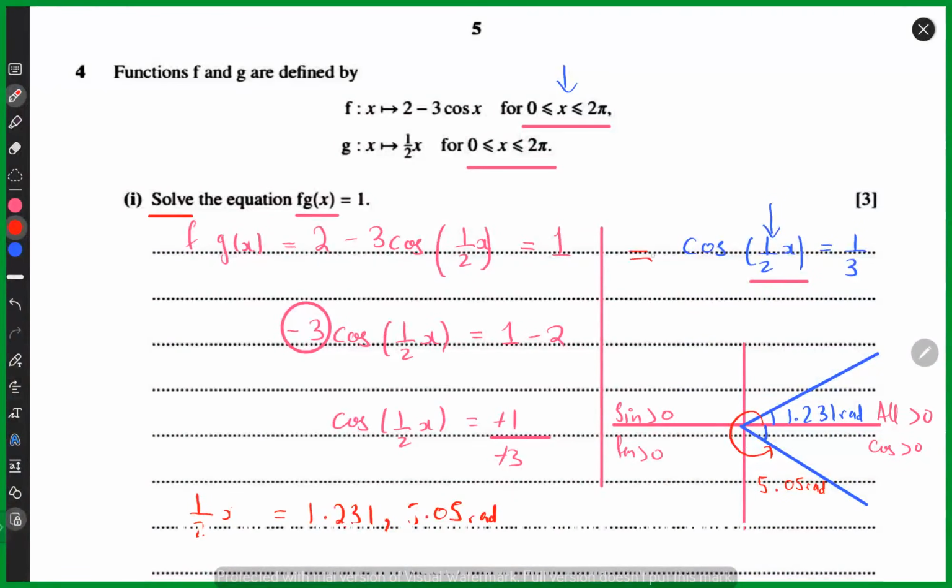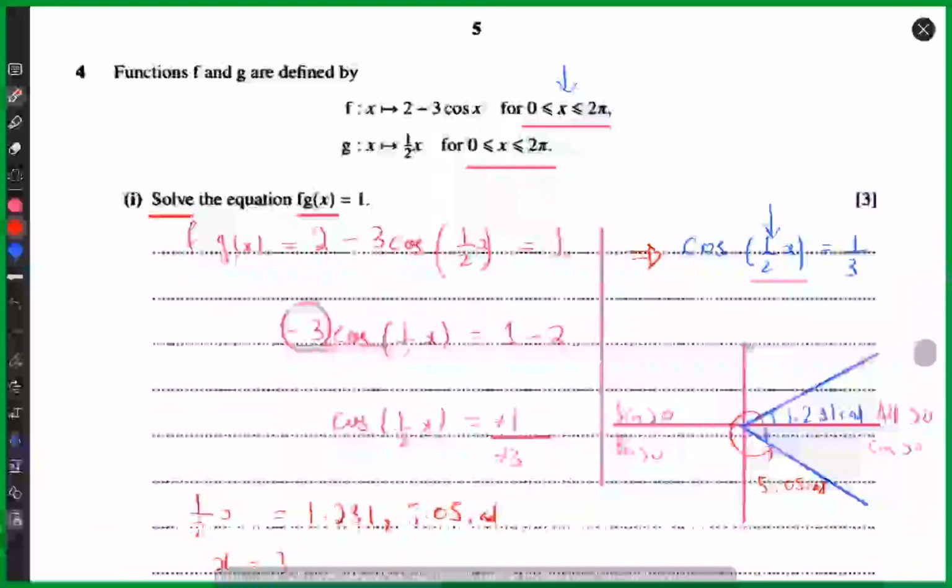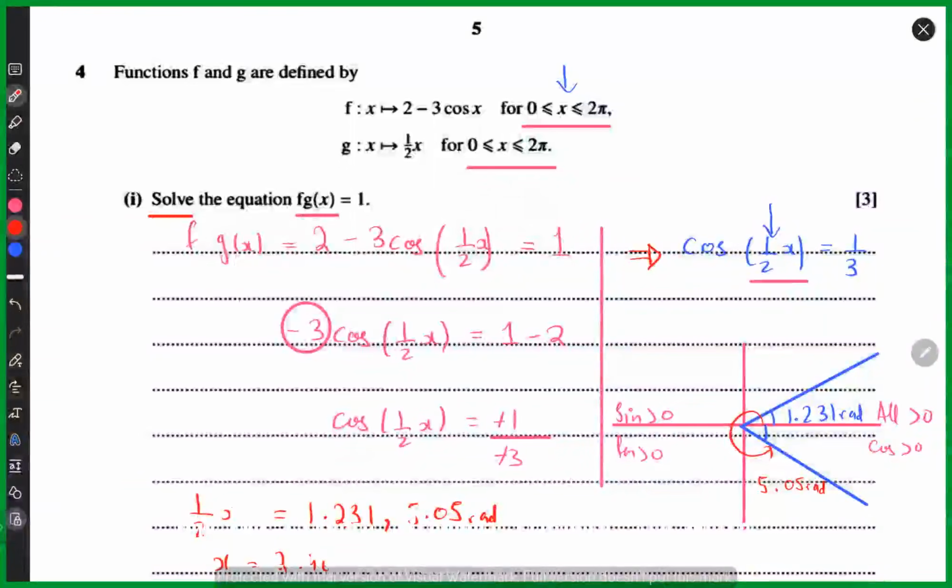And always remember, we need to find the value of the variable. The variable is x. How do I find the value of x? By multiplying everything with 2. So x is going to be 1.231 into 2, and that would give you 2.46. And the other value is going to be 5.05 multiplied by 2 again, that would be 10.1.